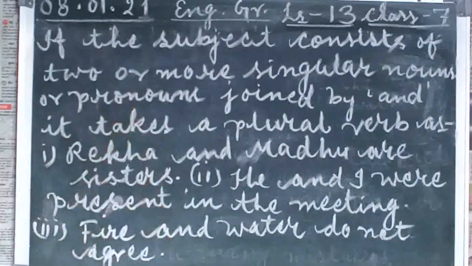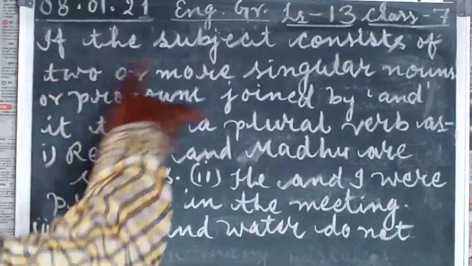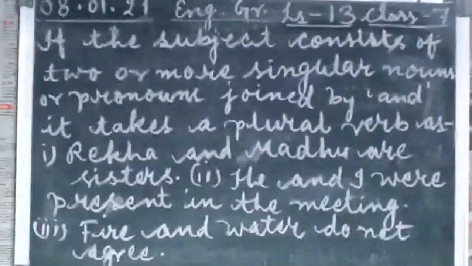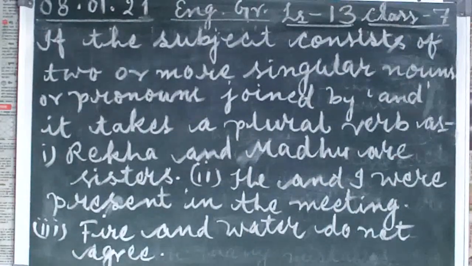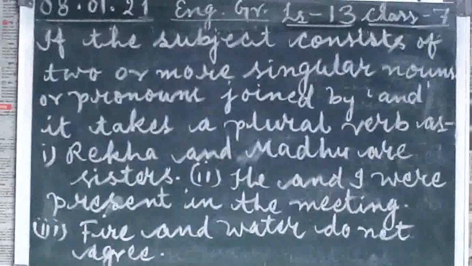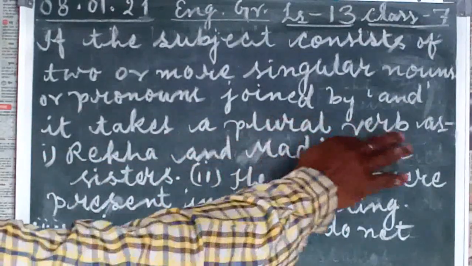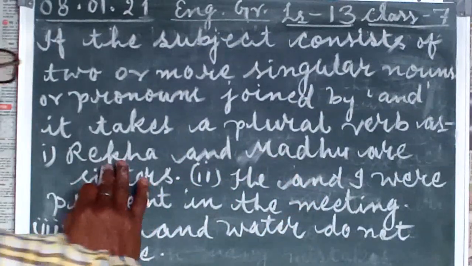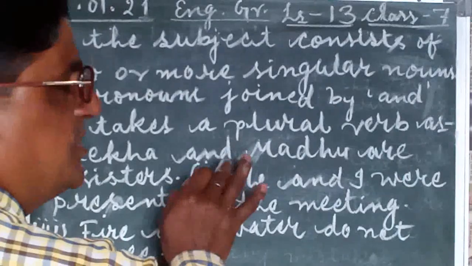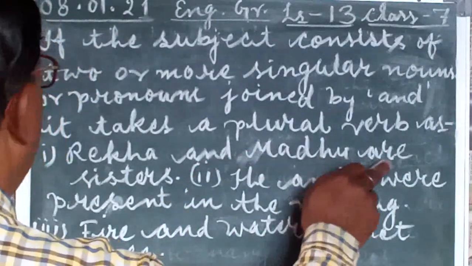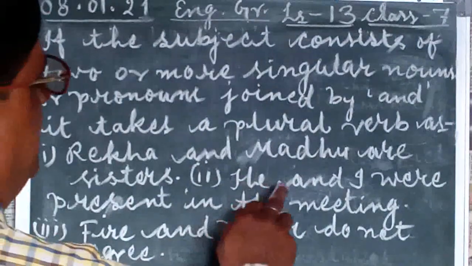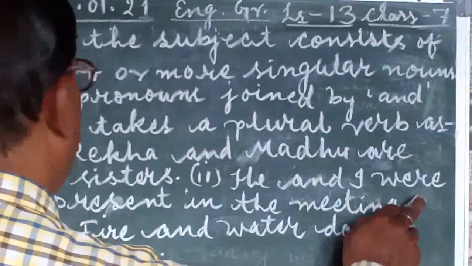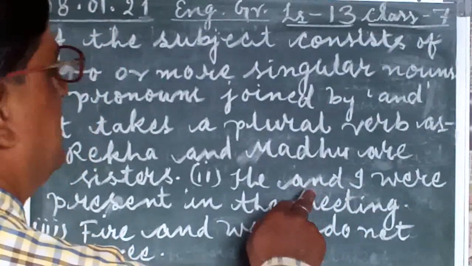So what are we looking at in all three examples? If the subject consists of two or more singular nouns and pronouns joined by and, it takes a plural verb. For example, Rekha and Madhu are both singular nouns connected with and, but here we use a plural verb. In the second, he and I are both singular, but a plural verb is used because they are connected with and.